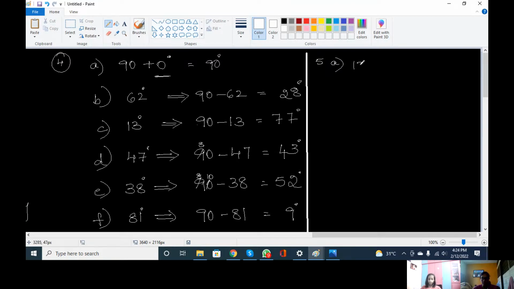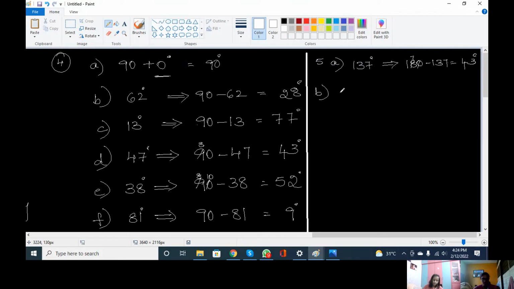Now they have given 137 degrees. You need to find the supplementary of 137, meaning you need to take away 137 from 180. So 10 minus 7 gives you 3, and here 7. 7 minus 3 gives you 4. So 43 degrees. So for 137, 43 degrees is the supplementary angle.